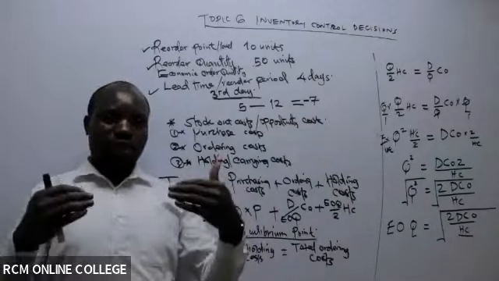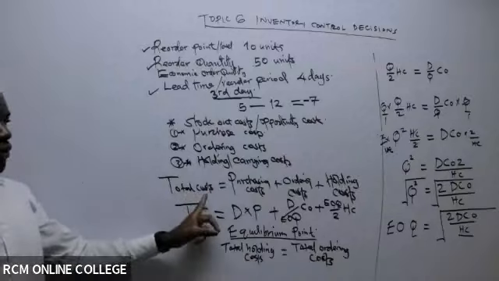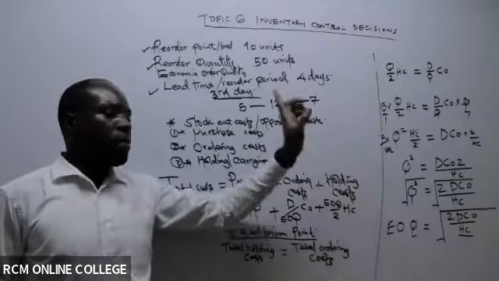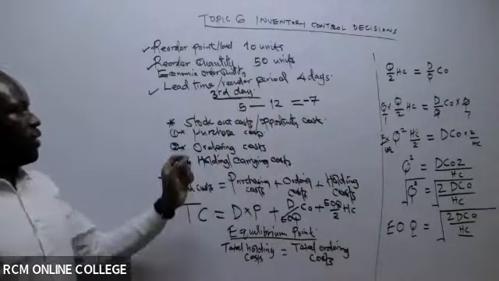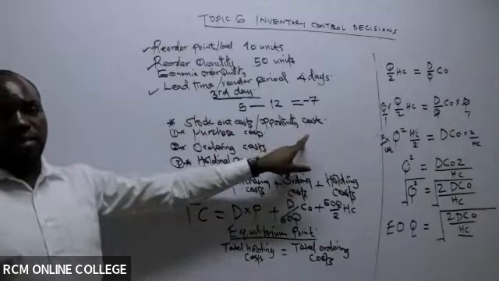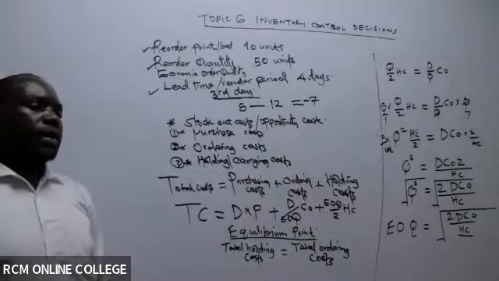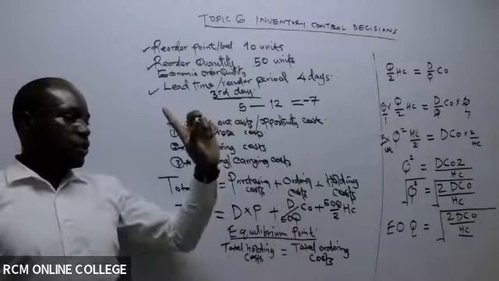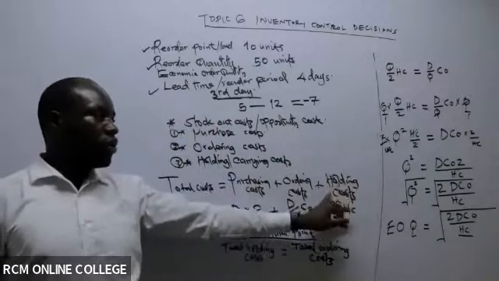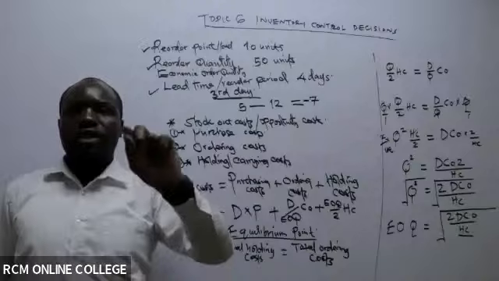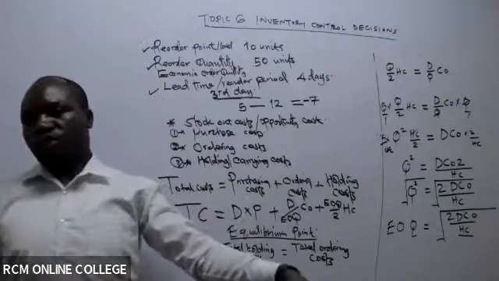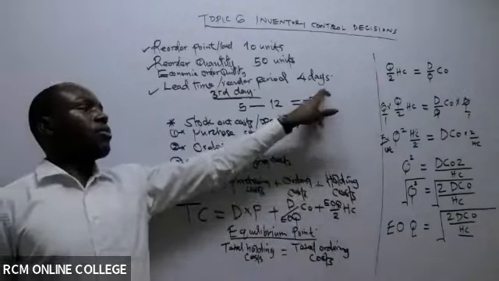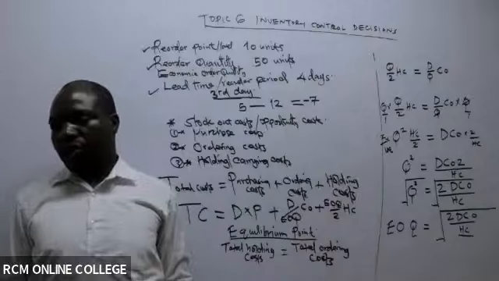So as we get to this level, our total cost will be purchase price plus ordering cost plus holding cost plus stock out cost. Ordering cost is dependent on the number of orders. Holding cost is dependent on the number of units available as closing stock. Then stock out cost is dependent on the number of units, and we are talking about the deficit.